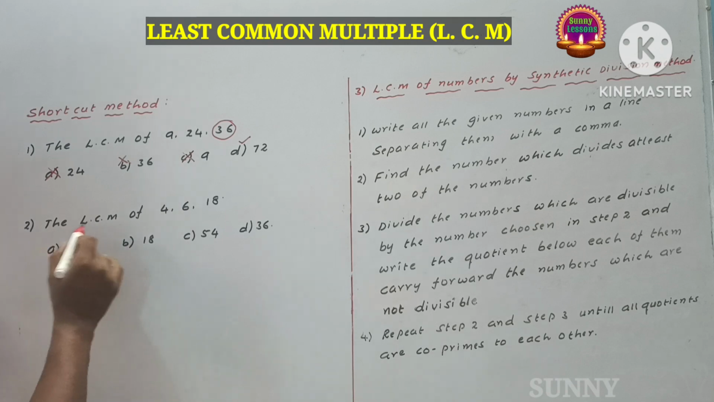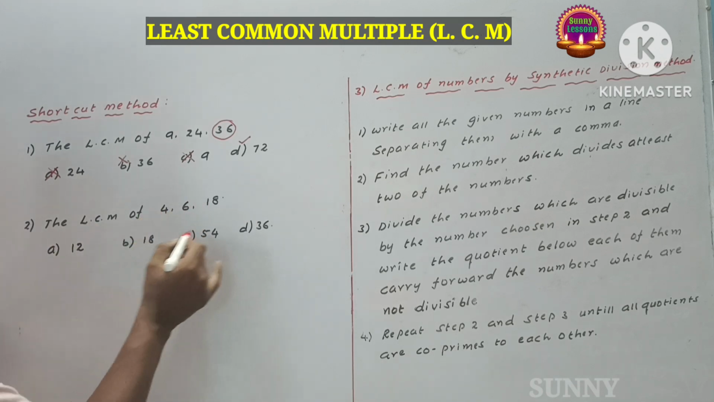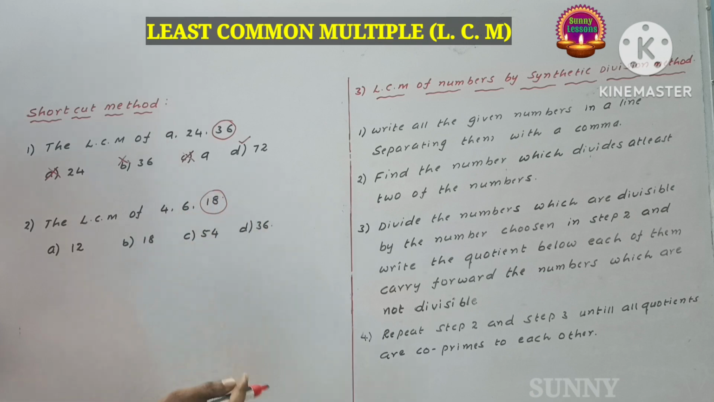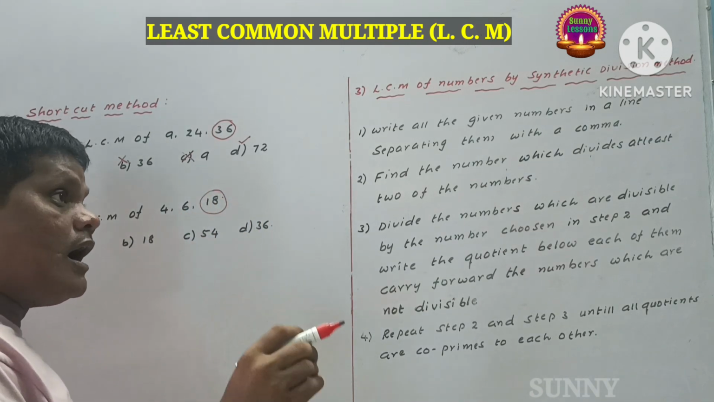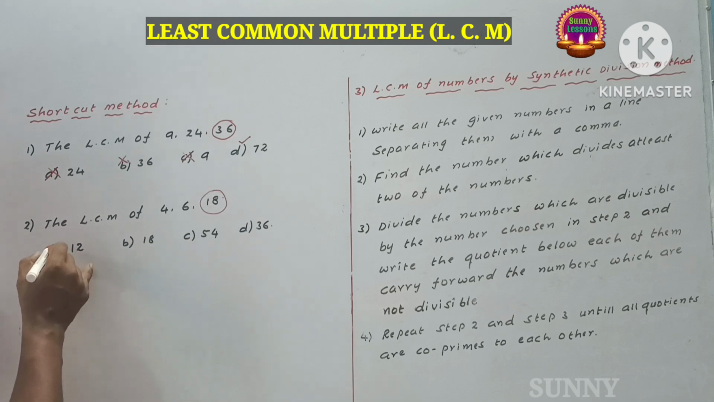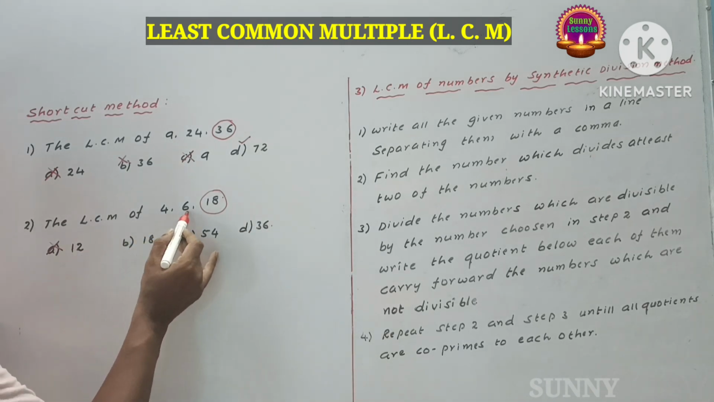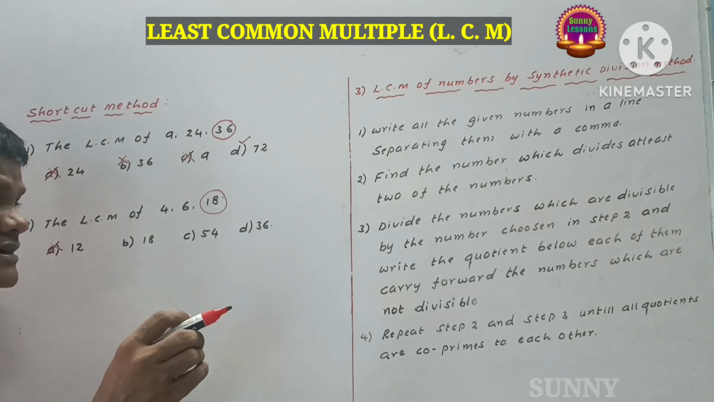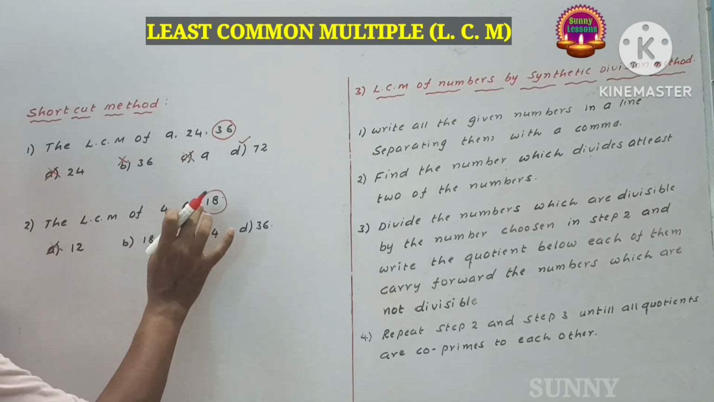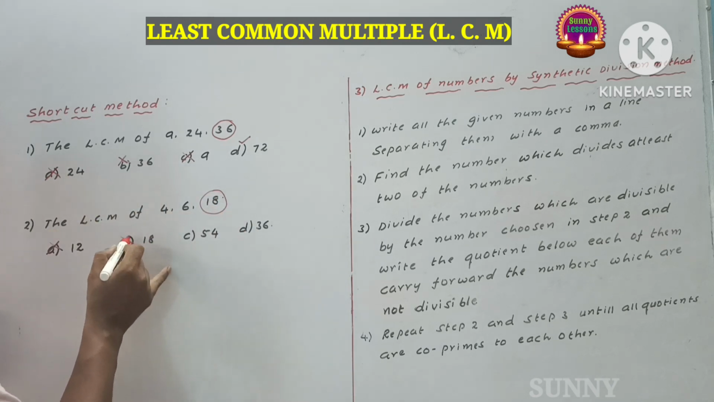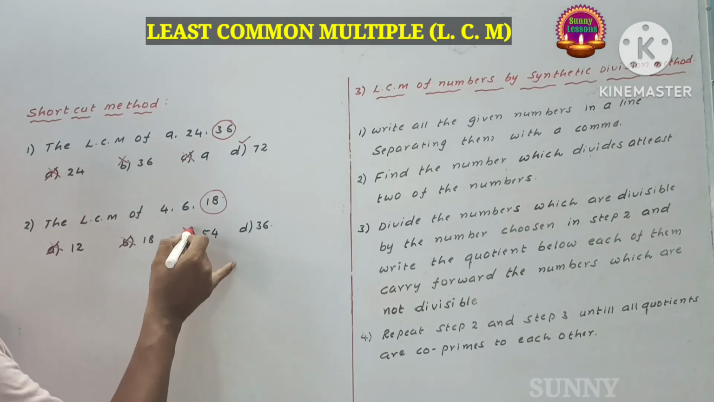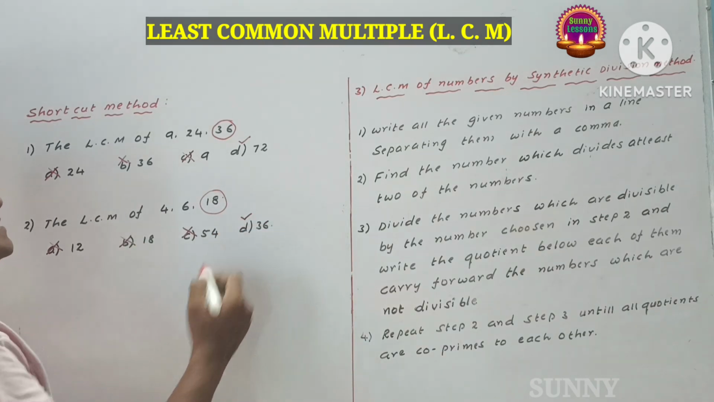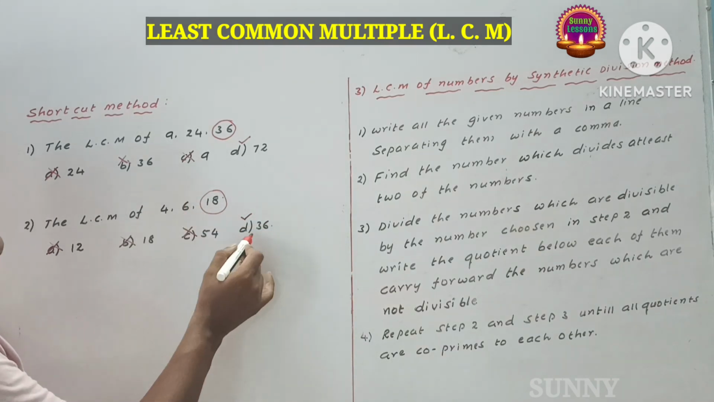The second example, the LCM of 4, 6, 18. Among these, 18 is greater. So the LCM is either 18 or a multiple of 18. Here 12 is not a multiple of 18. 18, 54, 36 are multiples of 18. Here what is asked: find the LCM of 4, 6, 18, so the number must be divisible by 4, 6 and 18. 18 is not divisible by 4. Likewise 54 is not divisible by 4. So our answer is 36. The LCM of 4, 6, 18 is 36.